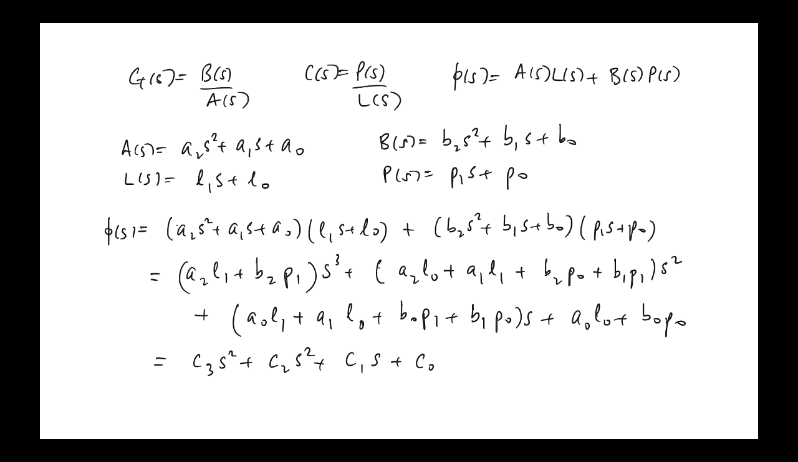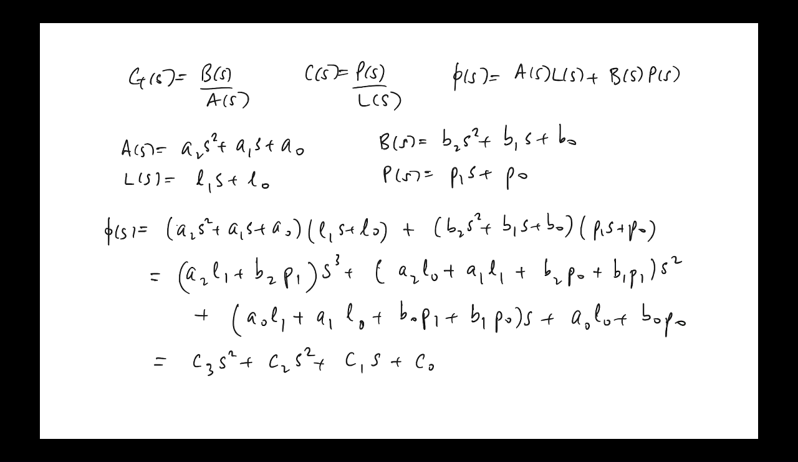We can also get a cube from this term here by multiplying that with that, so that's where the B2P1 comes from, all right? We can get S to the power of 2 by taking the product of that and that, that and that, that and that, that and that. That's what gives all these coefficients here, and so on.